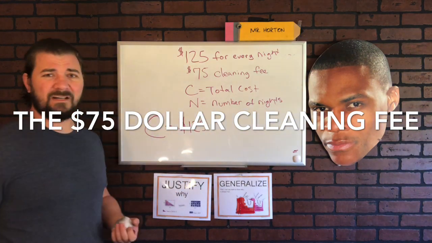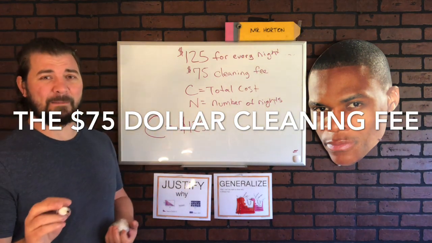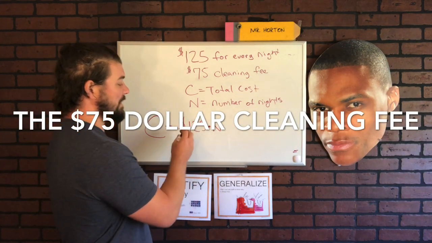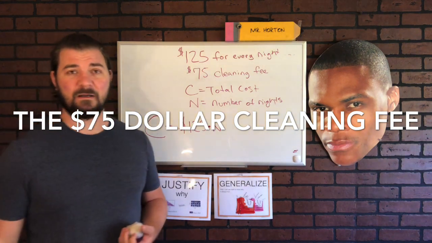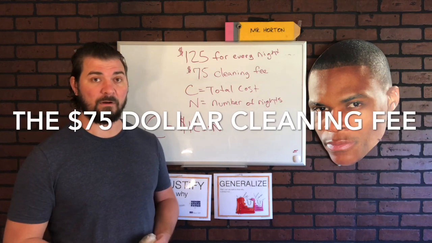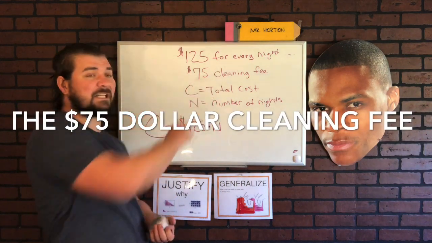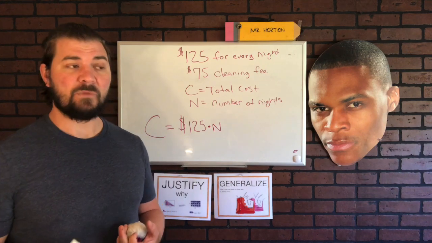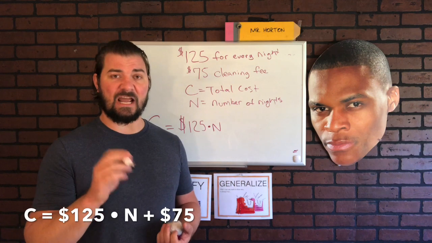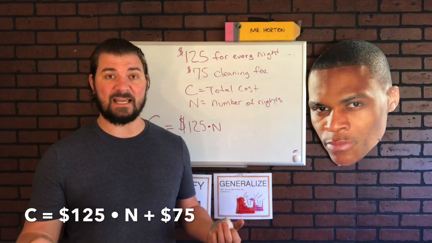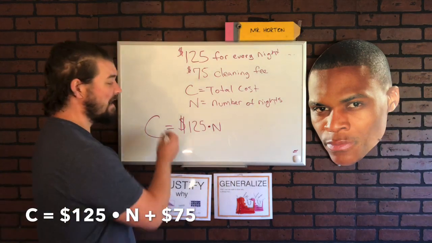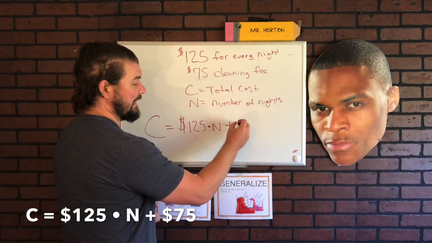So I'm going to write $125. And what am I going to do with that? I'm going to multiply it by something. N for my nights. 125 times N. But wait, there's more. I'm leaving something out. What am I leaving out? I'm leaving out the cleaning fee. I have to add that in. Now, does the cleaning fee get charged every night or at the end of my stay? It gets charged at the end of my stay. So I don't want to multiply that by N.